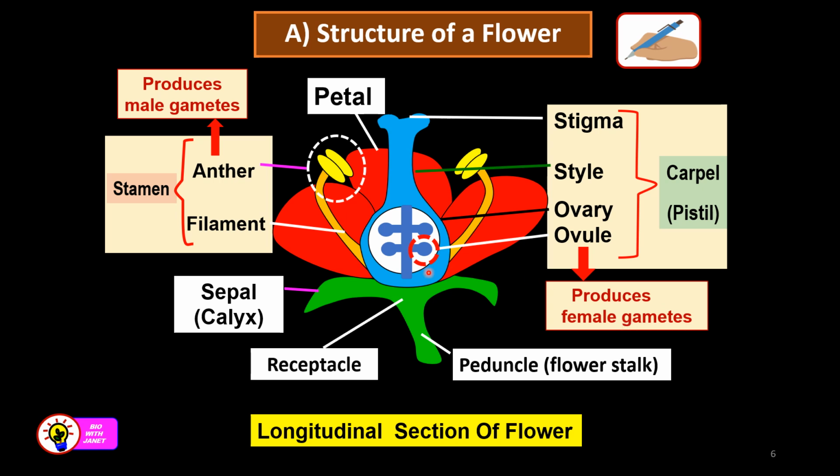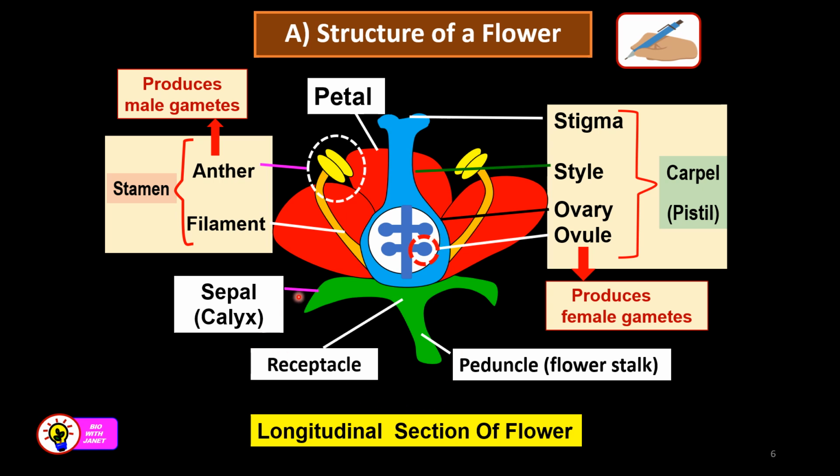Sometimes you can be asked to circle the structure in which the gametes are formed. For male gametes, we circle the anther as the site of formation of male gametes, and the site for production of female gametes is the ovule here. So you can circle the ovule here.